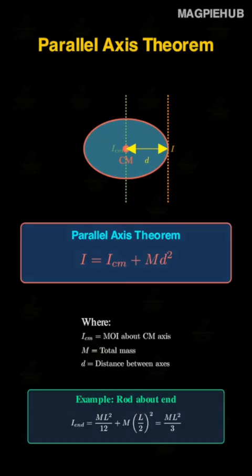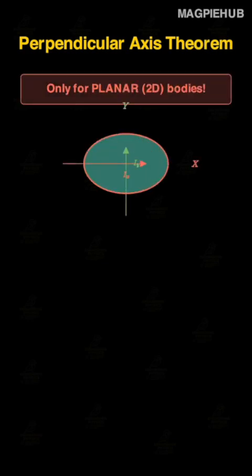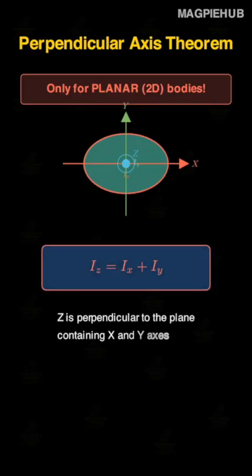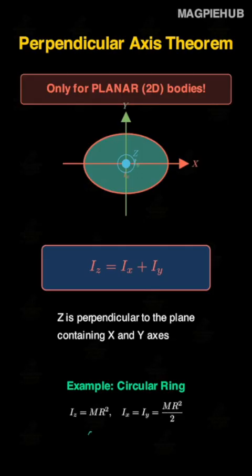The perpendicular axis theorem, but with an important condition. This theorem applies only to planar, that is, two-dimensional, bodies. For a planar body in the xy plane, Iz equals Ix plus Iy. The moment of inertia about an axis perpendicular to the plane equals the sum of moments of inertia about any two perpendicular axes in the plane, all passing through the same point.